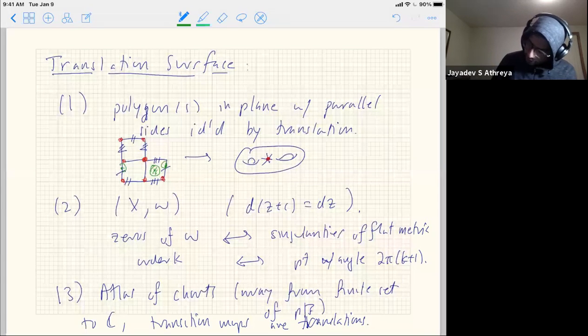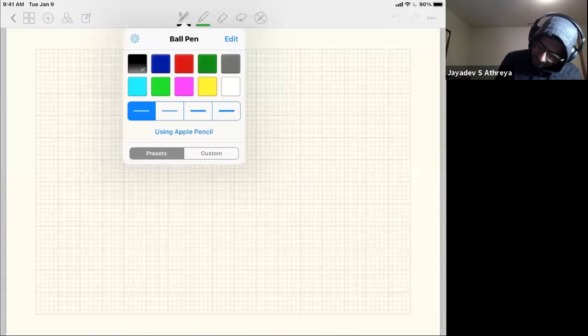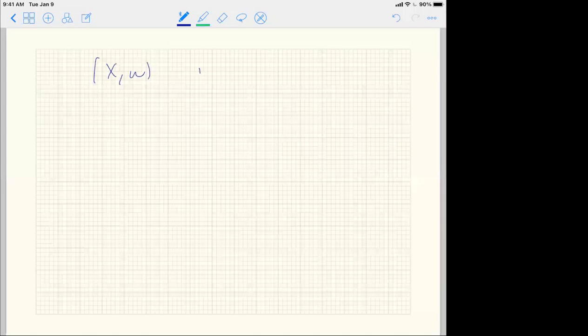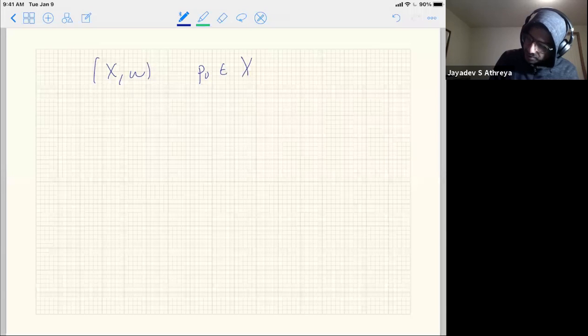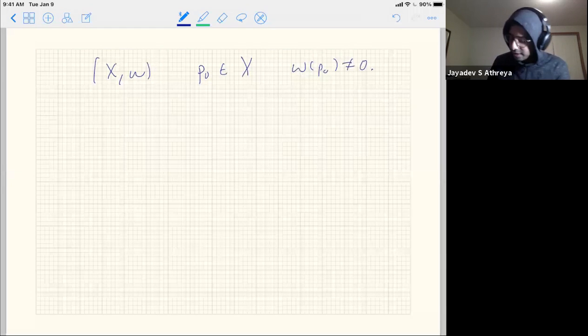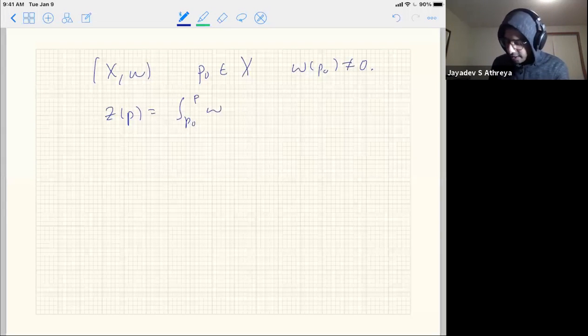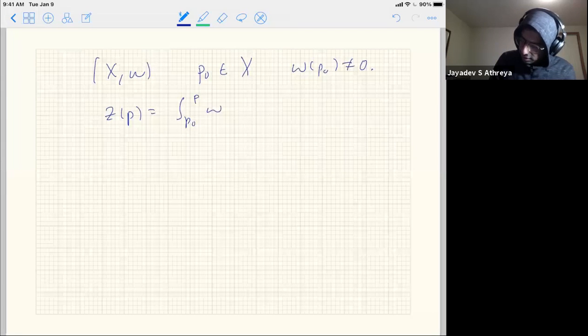I do want to briefly mention, to go between 2 and 3, a key observation: suppose I have my Riemann surface X, omega, and I have a p0 in the surface where omega is non-zero. So omega at p0 is not well defined as a value, but you can at least talk about whether it's zero or non-zero. So it's a non-singular point, and then for the chart near there, I could define z of p to be the integral from p0 to p of omega. So just integrate omega, and this is a complex number. And so in these local coordinates, omega is just dz.